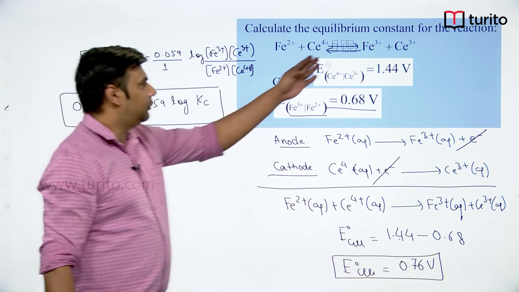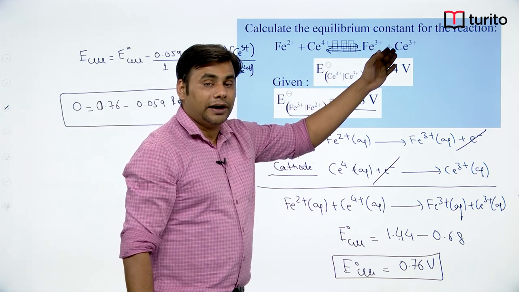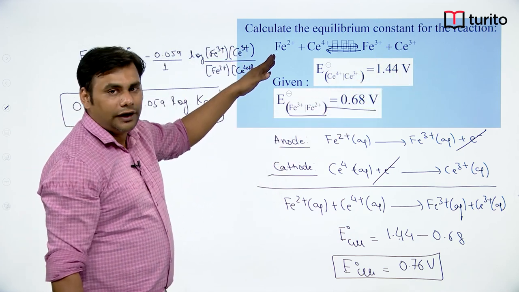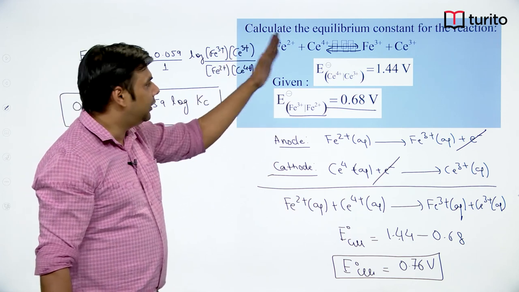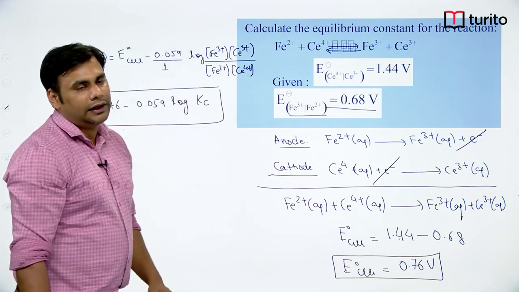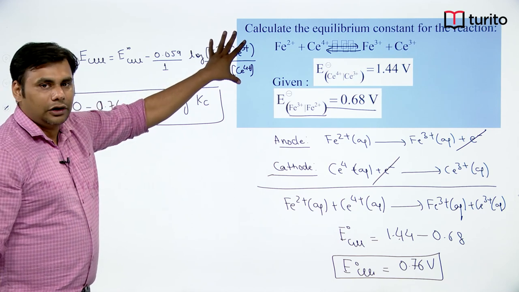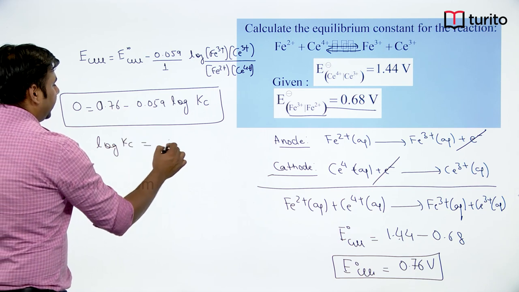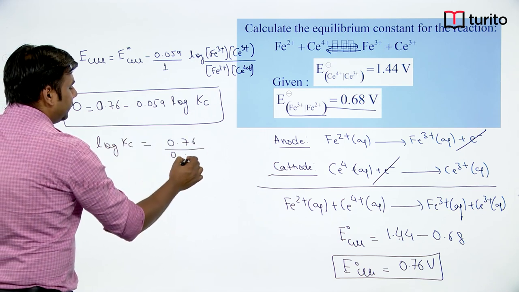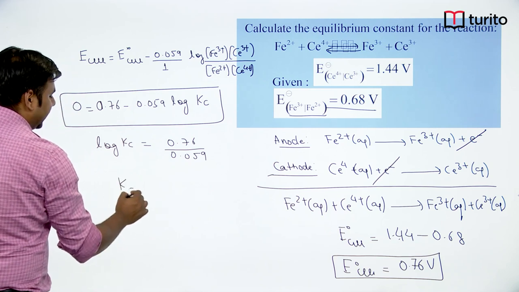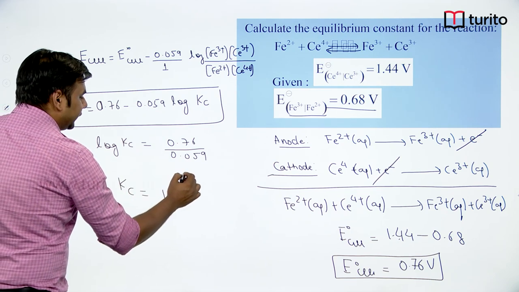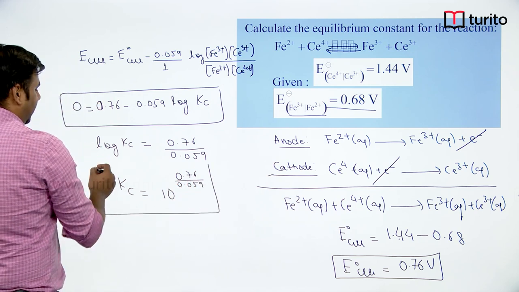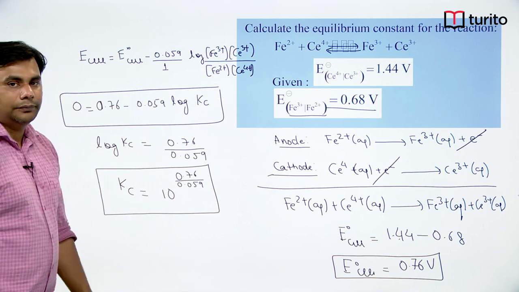The equilibrium constant of this would be iron 3 plus concentration raised to power 1 at equilibrium into concentration of cerium 3 plus at equilibrium, divided by concentration of iron 2 plus raised to power 1 at equilibrium into concentration of cerium 4 plus at equilibrium. So this would be the equilibrium constant only. So we'll write log Kc as 0.76 divided by 0.059. So I can write Kc as 10 raised to power 0.76 divided by 0.059. Hope this is clear to you.